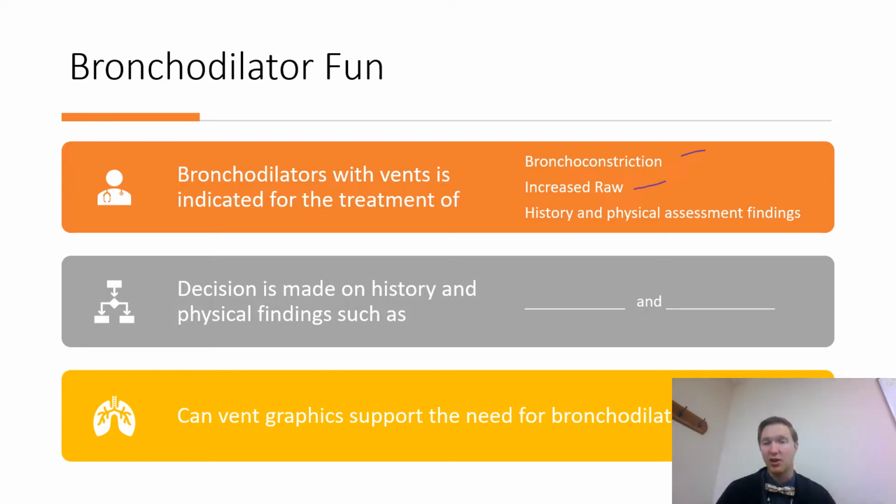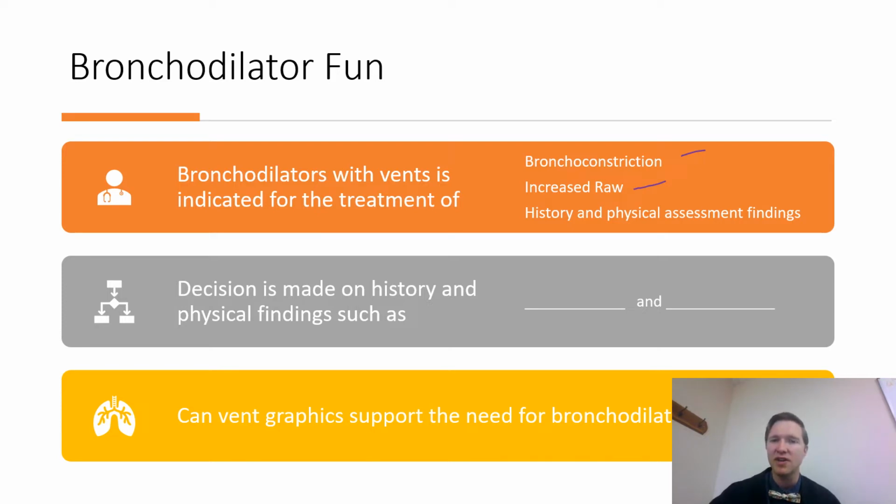And with anything in critical care medicine, we're looking at risks versus benefits here. And what are the potential risks with this patient compared to the potential benefits? And if bronchodilators have more benefits than risks, they might go ahead and elect to do that.